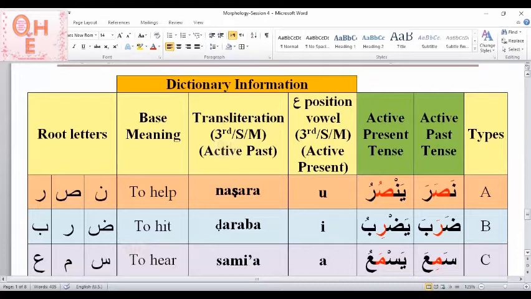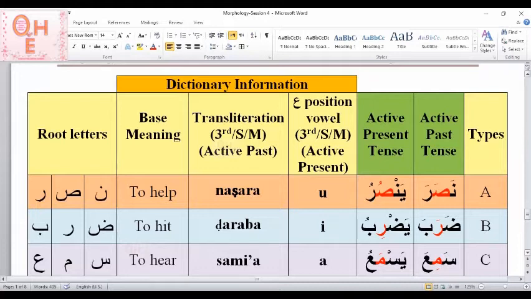Now, the ayn position vowel for the root letters bod, ra, ba. In this case, the ayn position root letter is ra, right? So what should be the vowel for the ra? The dictionary is telling me the vowel should be kasra because I see I.